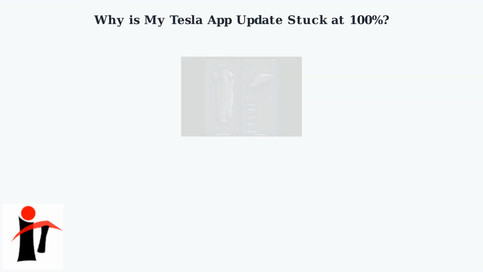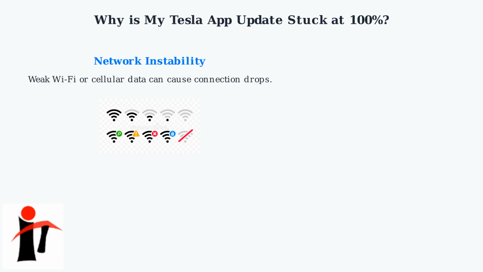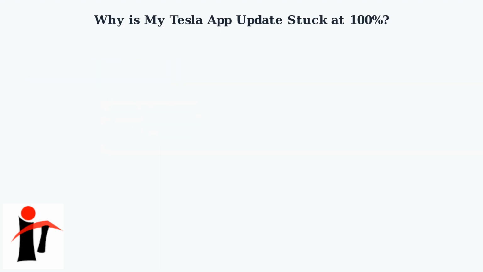Tesla app updates stuck at 100% are often due to glitches rather than vehicle issues. Common causes include network instability, app cache buildup, device-specific bugs, and high server traffic during major updates. Network instability, such as weak Wi-Fi or cellular data connections, can interrupt the update process.